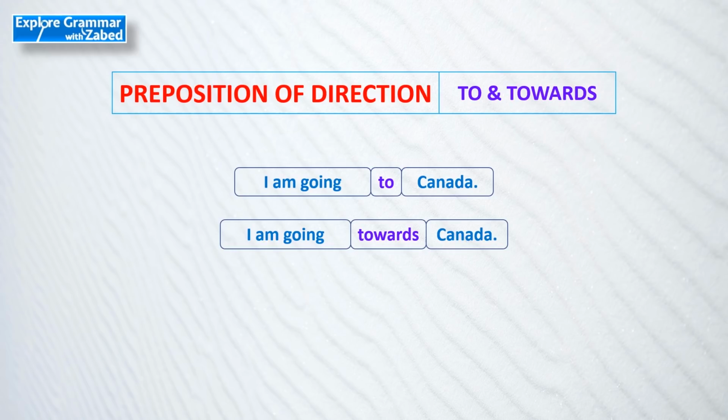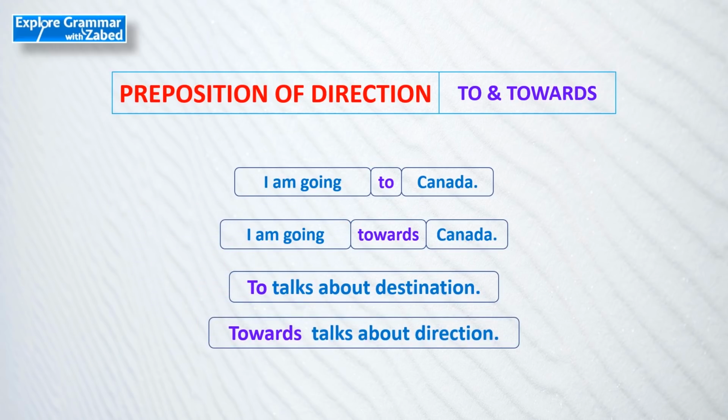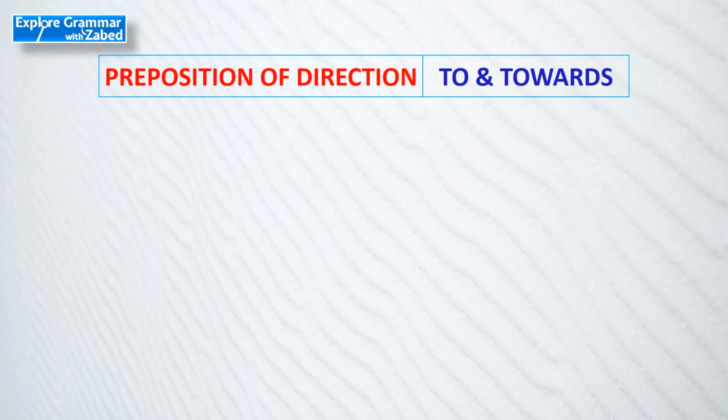We need to remember, when we use to, we are talking about the destination or the place where we want to go. On the other hand, when we use towards, we are talking about the direction where we are heading. So, in these two sentences, to Canada means the place where I want to go, and towards Canada is the direction of that place. Let's see some more examples to understand them better.